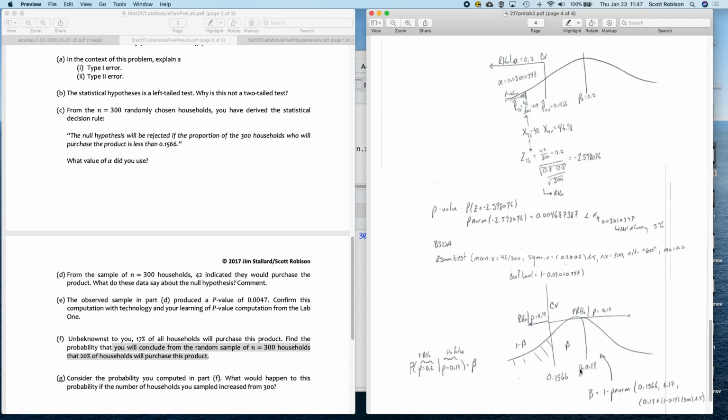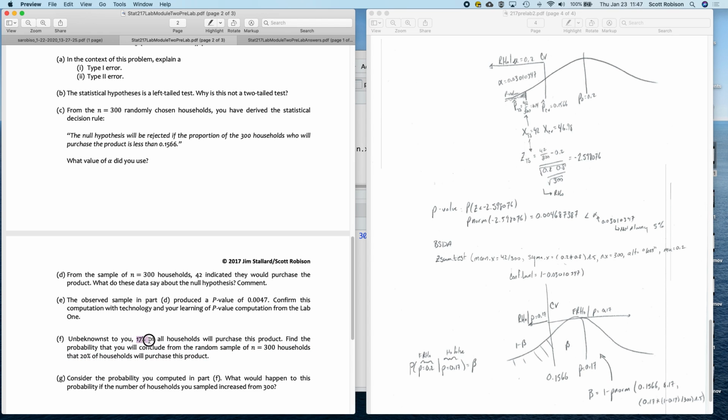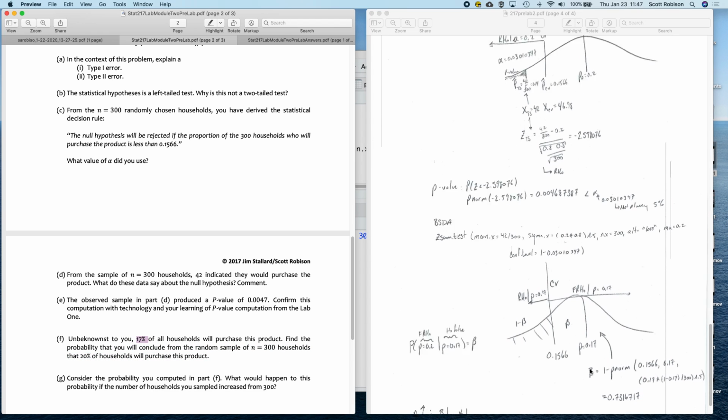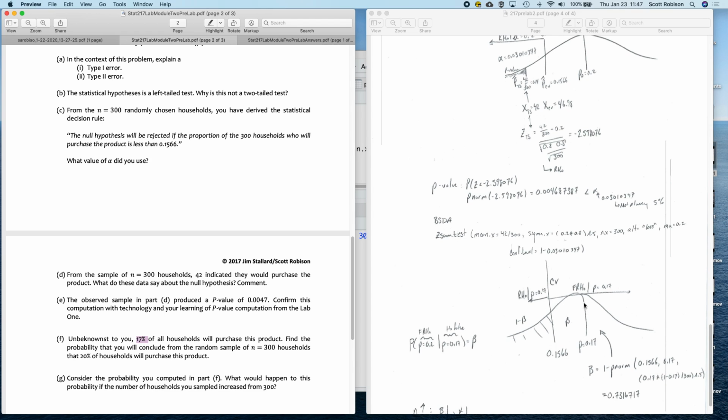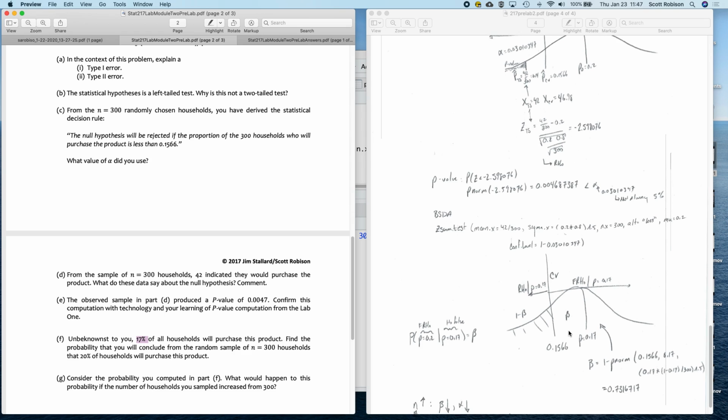However, this curve is not based on the center being 0.2, which is the null hypothesis. This curve is actually based on the actual truth, which is 0.17. So that's why this area is not 1 minus alpha, because it's not based on the null hypothesis. Whereas here, this area is 1 minus alpha, and this area is alpha. On this curve, because it's not centered at the null hypothesis, this area is actually beta, and this area is power.